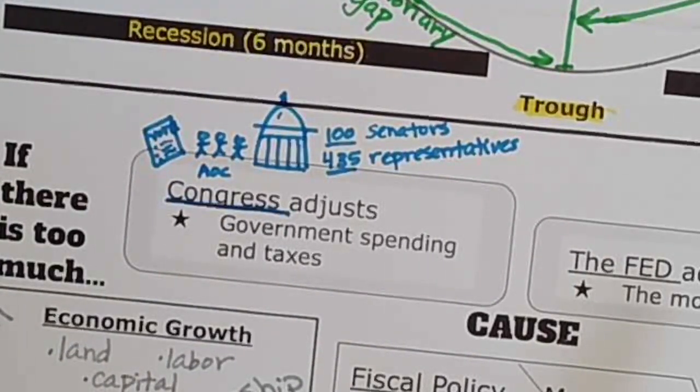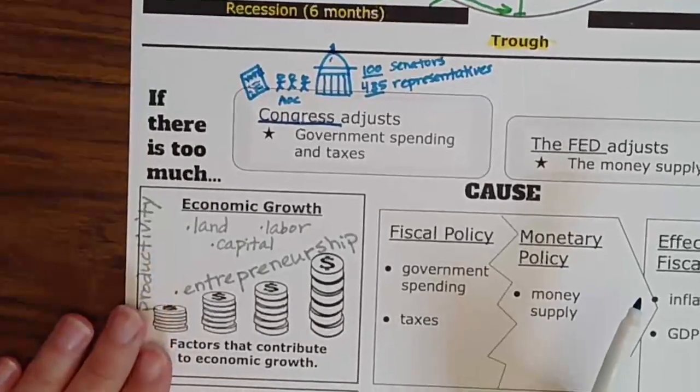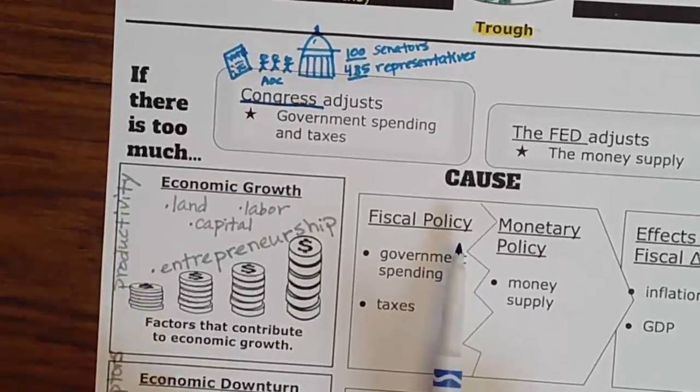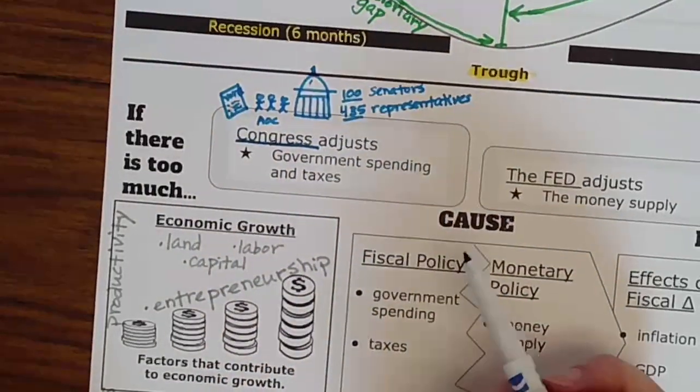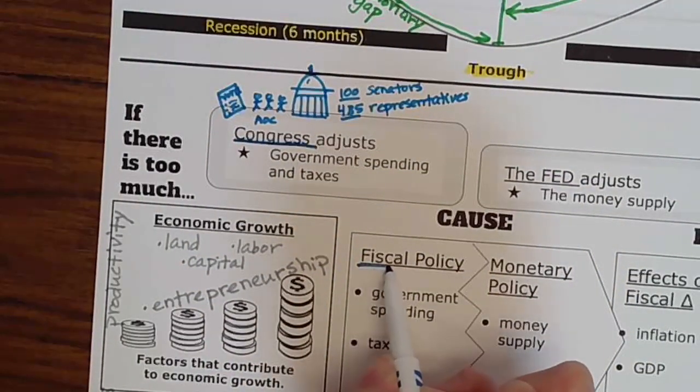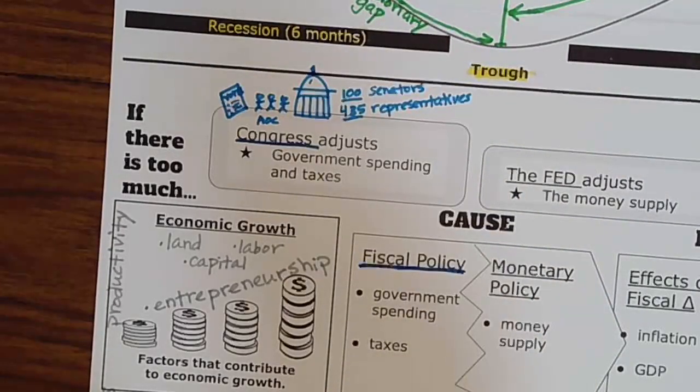So we're going to look at that now in our pieces here. When we're talking about Congress, we are going to be talking about their fiscal policy. Say that with me, please. Fiscal policy. One more time. Fiscal policy. It's very important. These are going to get confusing.